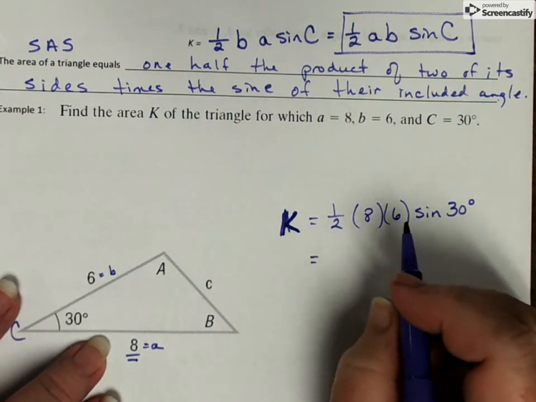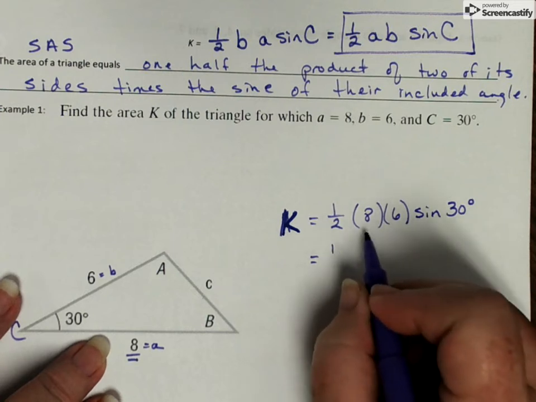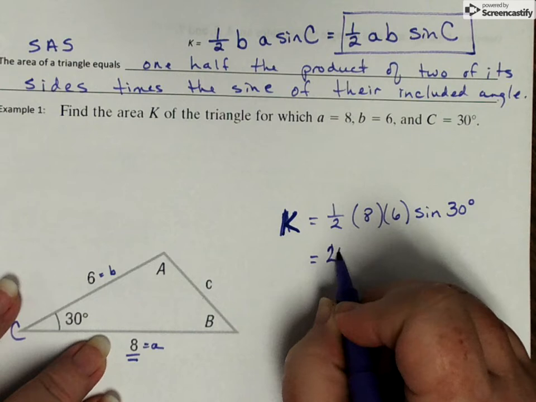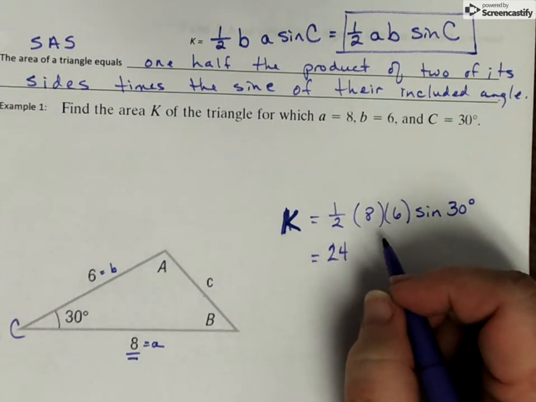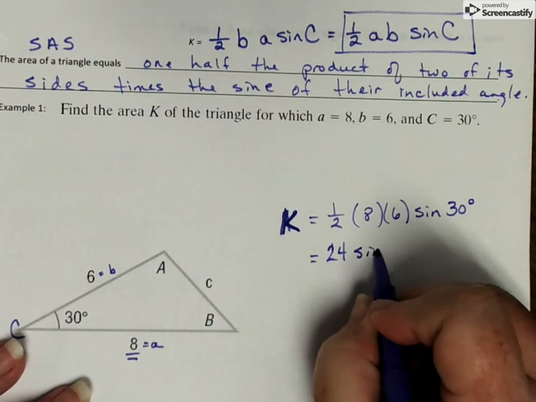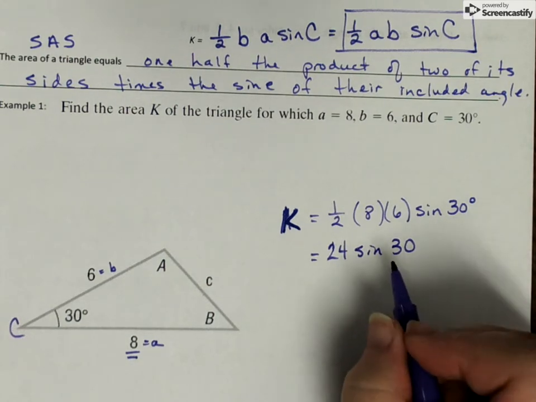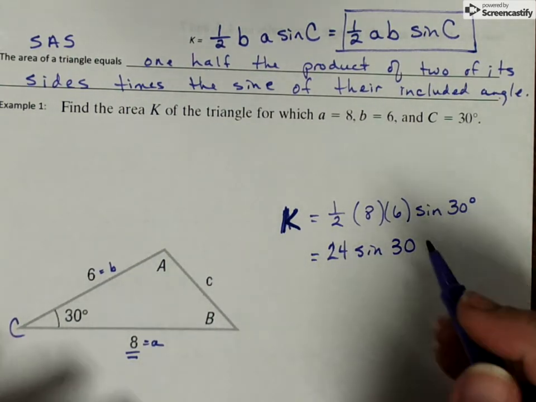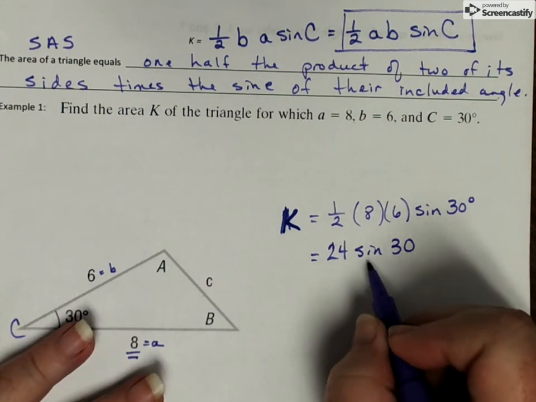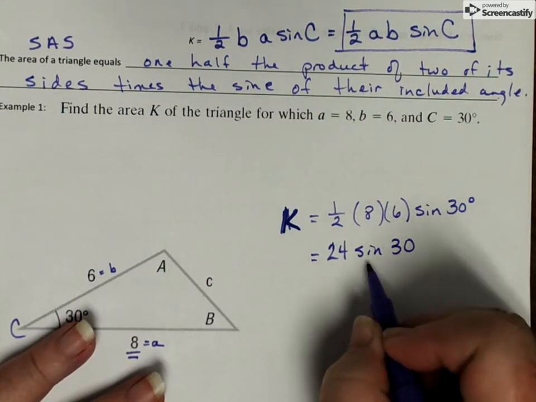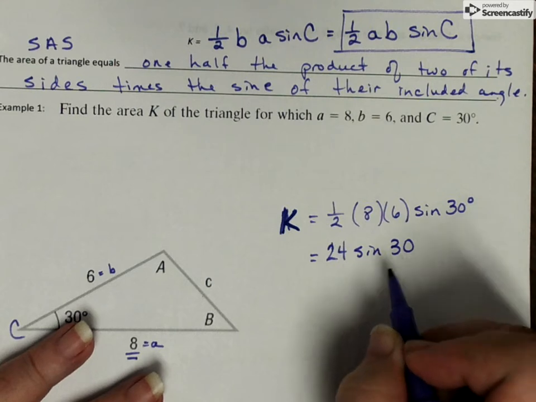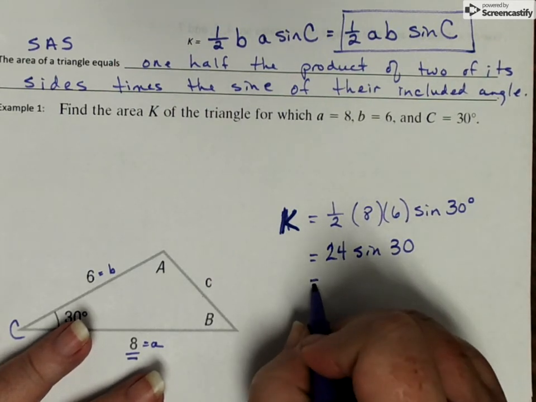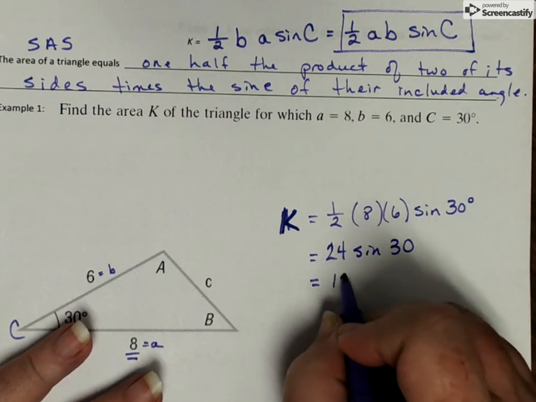Picking up my calculator, I would do 1/2 times 8 times 6, which is 24, times sine of 30. Now, I don't know if you remember from your work earlier, but you plug into the calculator. If you know the angle, you just use the sine button. So you're going to type in 24 times sine of 30. And when you do, you're going to get 12.